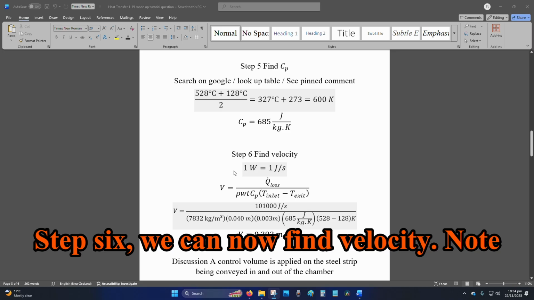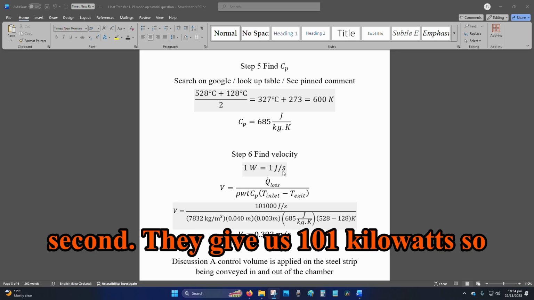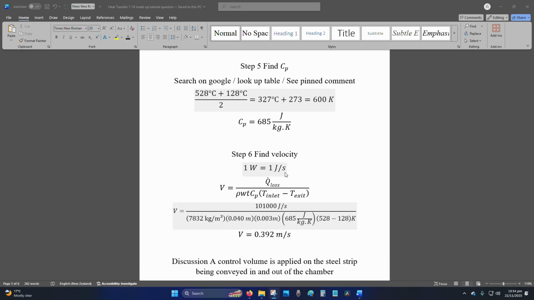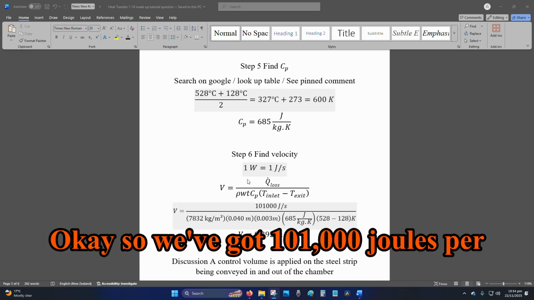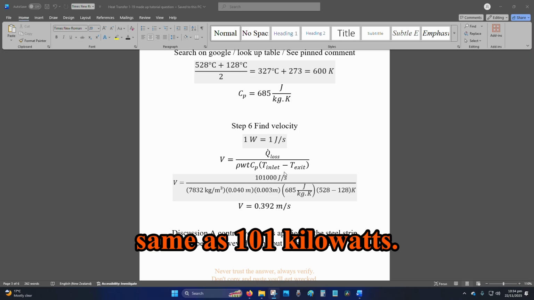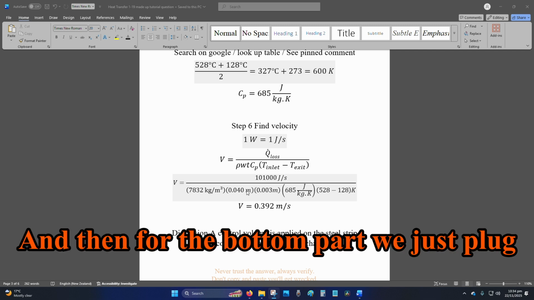Step 6, we can now find velocity. Note that 1 watt is equal to 1 joules per second. They give us 101 kilowatts, so that is 1,000 joules per second. Okay, so we've got 101,000 joules per second, so that's the same as 101 kilowatts.